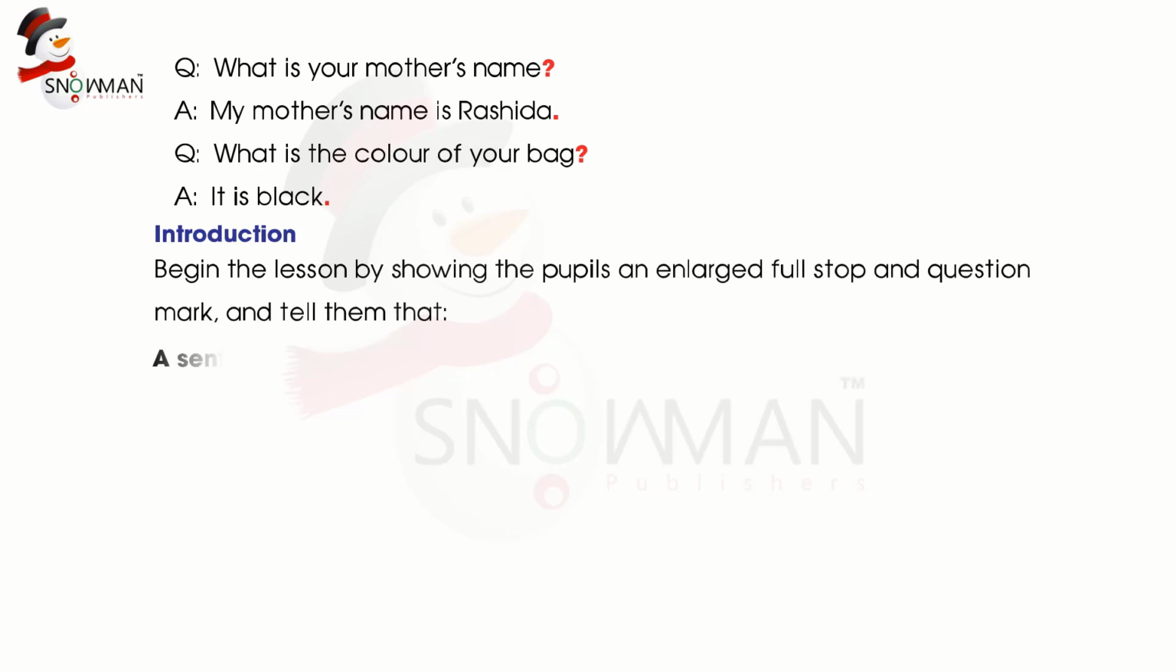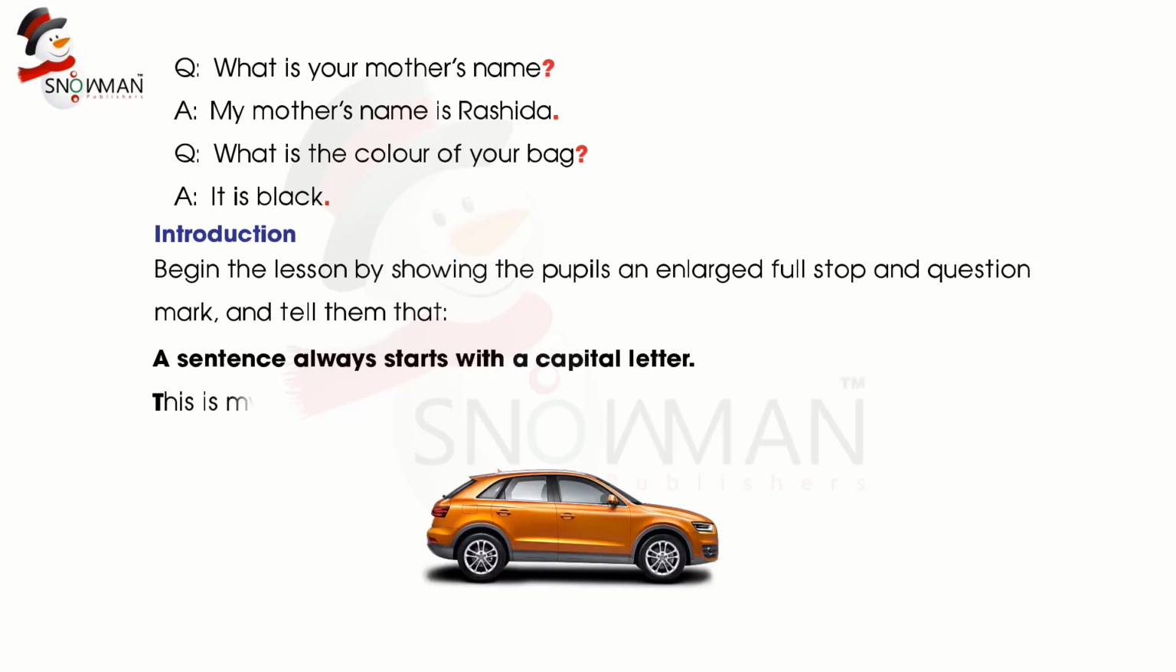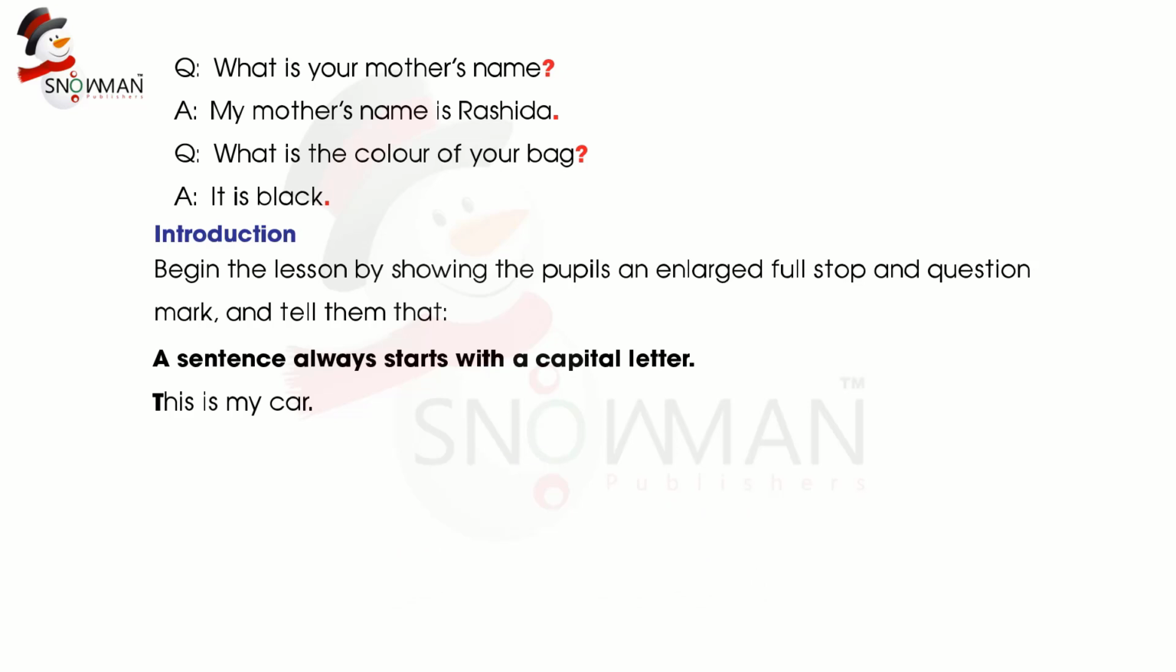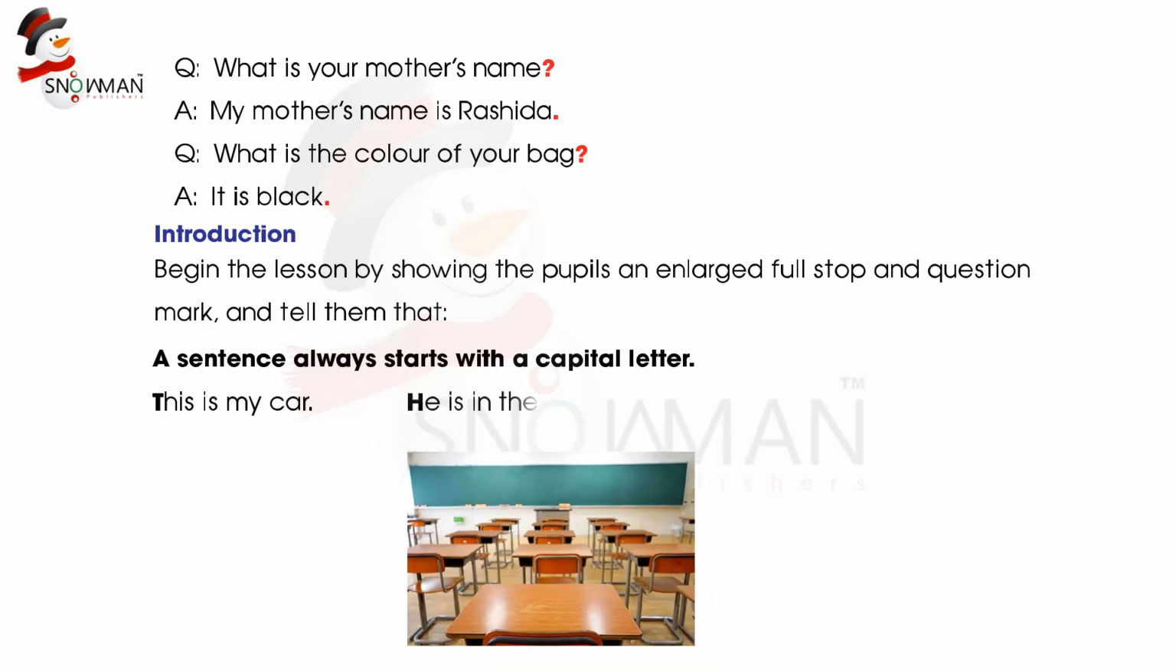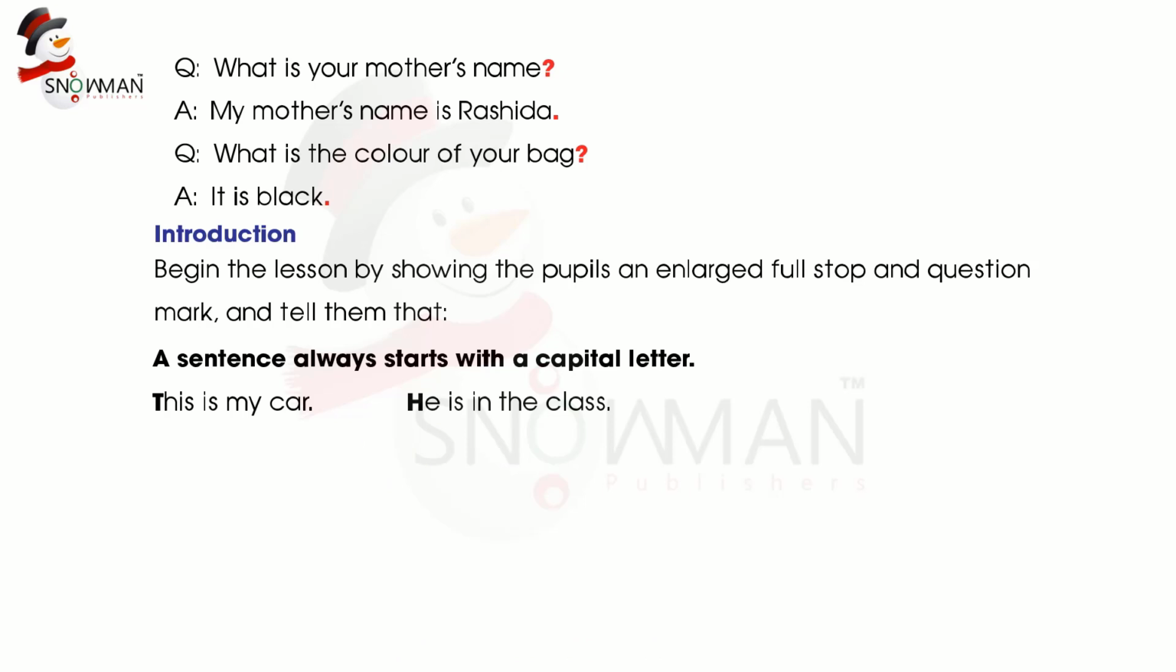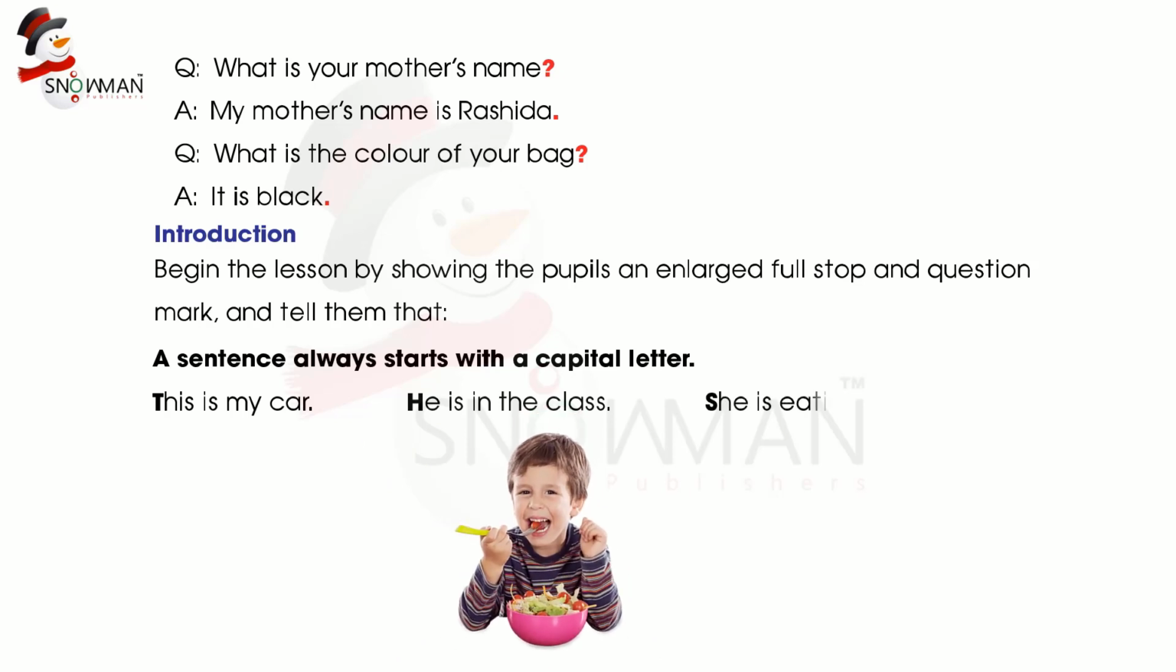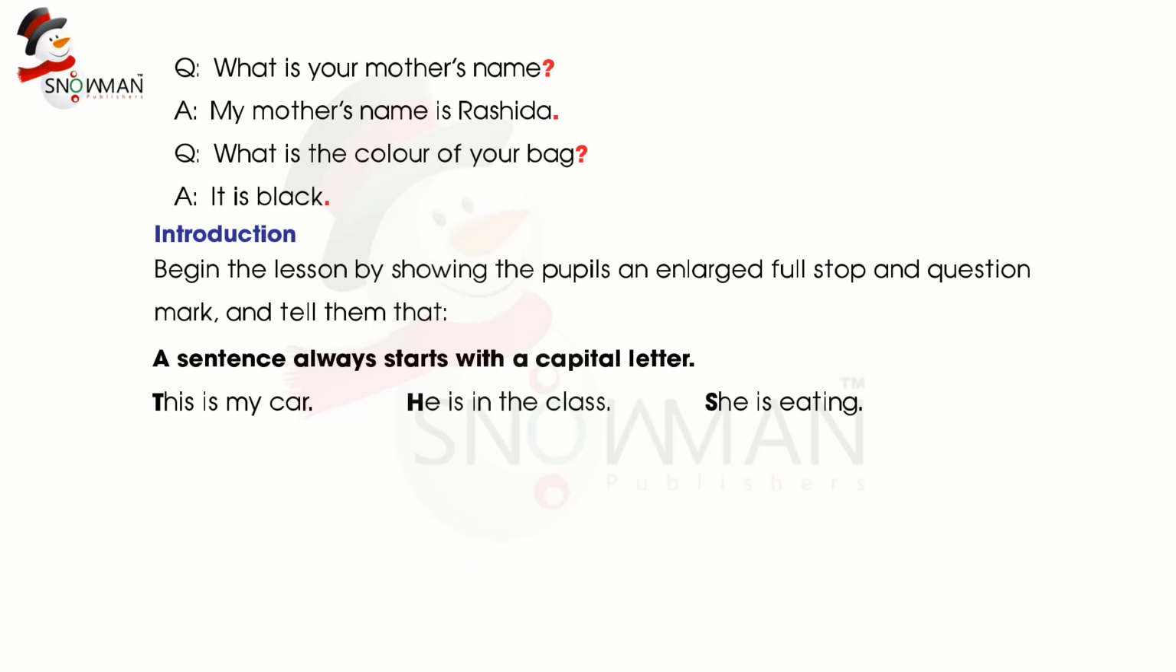Introduction. Begin the lesson by showing the pupils an enlarged full stop and question mark and tell them that a sentence always starts with a capital letter. This is my car. In this sentence, T will be capital. He is in the class. In this sentence, H will be capital. She is eating. In this sentence, S will be capital.